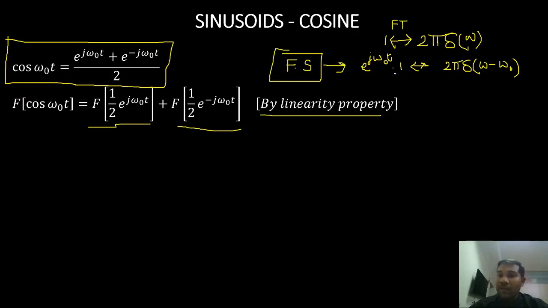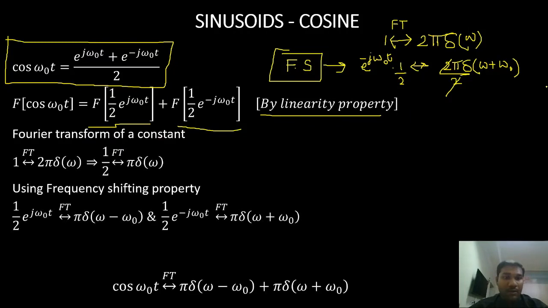Now I will divide by 2 on the left hand side as well as the right hand side. I can do that. Now this is my time domain signal here, 1 by 2 e power j omega naught t. Its corresponding Fourier transform is pi into delta of omega minus omega naught. Suppose I have a negative sign here, this will introduce a positive sign here. So if I substitute these things in the equation, this is what I will get.